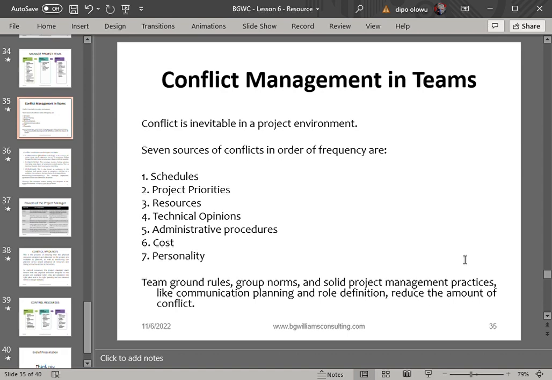So if I want to reduce conflict in any project I am working on as a project manager, I must make sure I create a team charter. The team charter becomes the constitution of the team, guiding them as relates to behaviors, acceptable norms, and agreement of every member of the team. So please take note, that is very important.